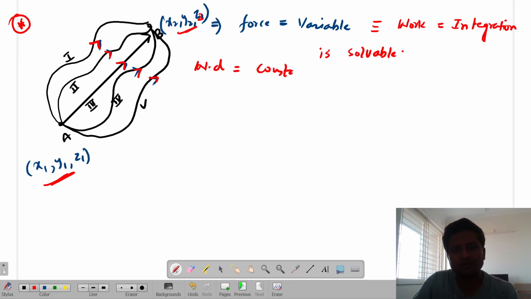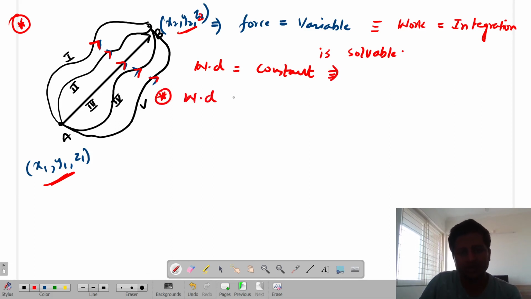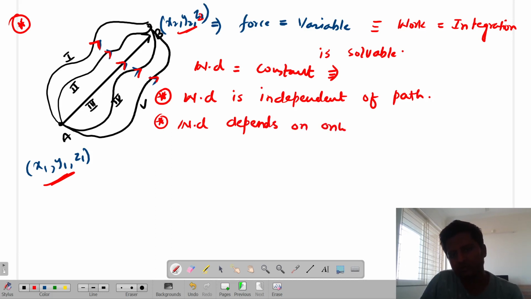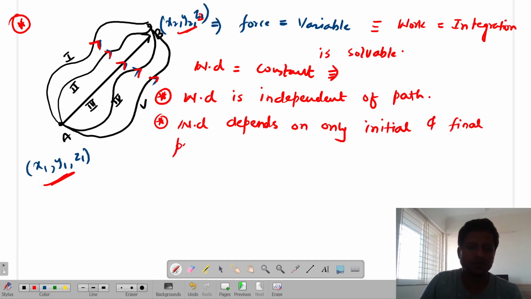अगर वर्क डन अपन का कांस्टेंट आ गया फॉर दिस वेरिएबल फोर्स, इसका मतलब क्या हुआ कि द वर्क डन, द फर्स्ट, हाँ फर्स्ट पॉइंट आया कि वर्क डन इज इंडिपेंडेंट ऑफ पाथ। सेकेंड पॉइंट आया कि वर्क डन डिपेंड्स अपॉन इनिशियल एंड फाइनल पॉइंट, डिपेंड्स ऑन ओनली initial and final point. Are you able to get me or not? Is that clear or not?